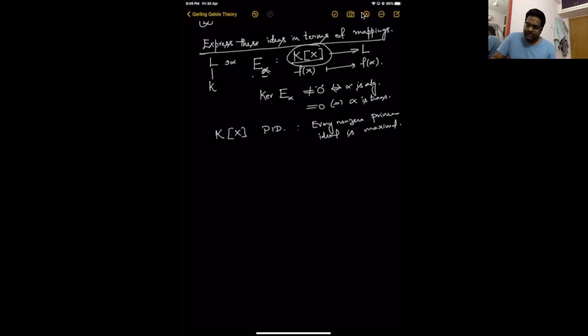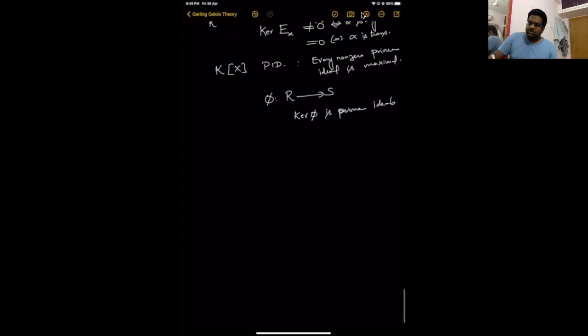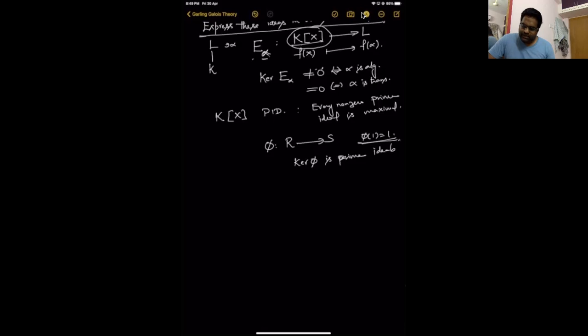In particular, you already know that if you have a ring homomorphism phi from R to S, the kernel of phi is always a prime ideal, no matter what that phi is and what those R and S are, assuming that R and S are non-zero rings, and assuming that phi of 1 is equal to 1. This is a basic requirement for a ring homomorphism which we had adopted. So in particular, if kernel of E alpha is a prime ideal, and if kernel of E alpha is non-zero, so that alpha is algebraic, we know that it is a maximal ideal.